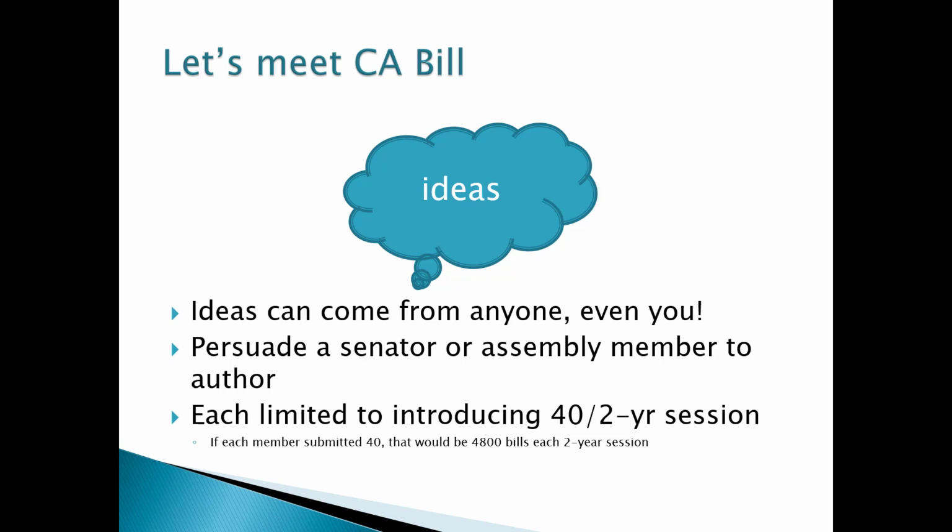So here was an idea of, hey, let's actually get the CSU systems to offer the doctoral degree, because if not, we're going to lose the program. And that actually went through an assembly member to author that bill. And so that's what happens. You have to persuade a senator or an assembly member to author the bill. And actually each assembly member is limited to introducing 40 bills in a 2-year session. So that would mean if everyone did that, there'd be 4,800 bills offered every 2 years. So hopefully that never happens. I don't think they're that eager to get that many bills passed.